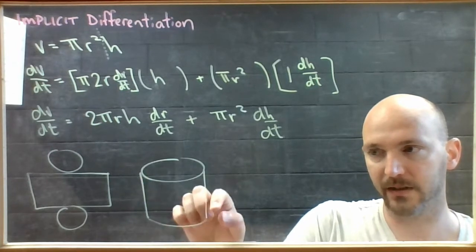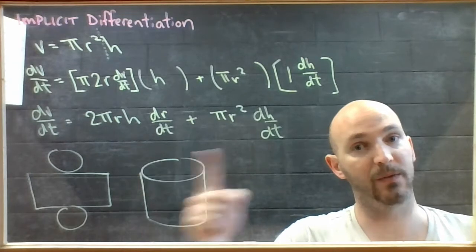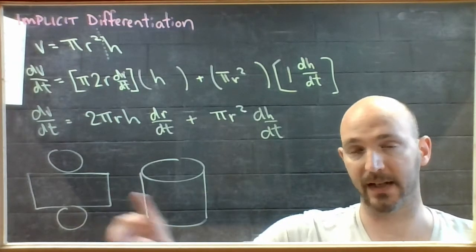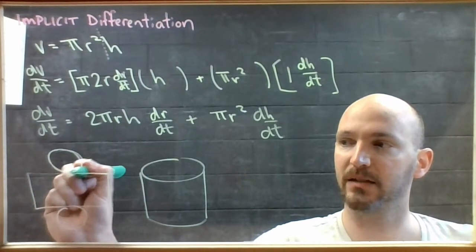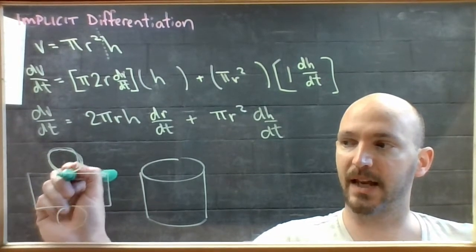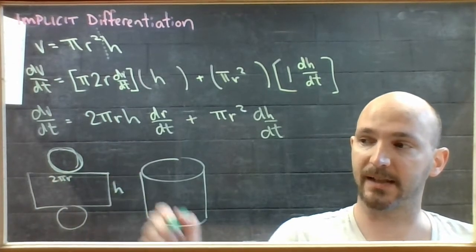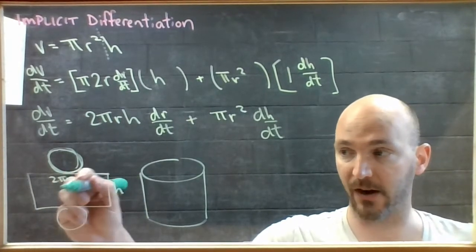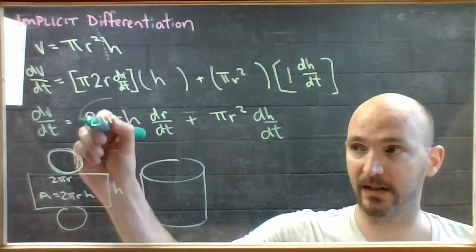Well, if I do that, this area here, the piece that goes around the outside of the can, this rectangle here, do you notice that its length has to be the same as the circumference of that circle? And that's the height of the can. So the area of this would be 2 pi rh. It's right there.